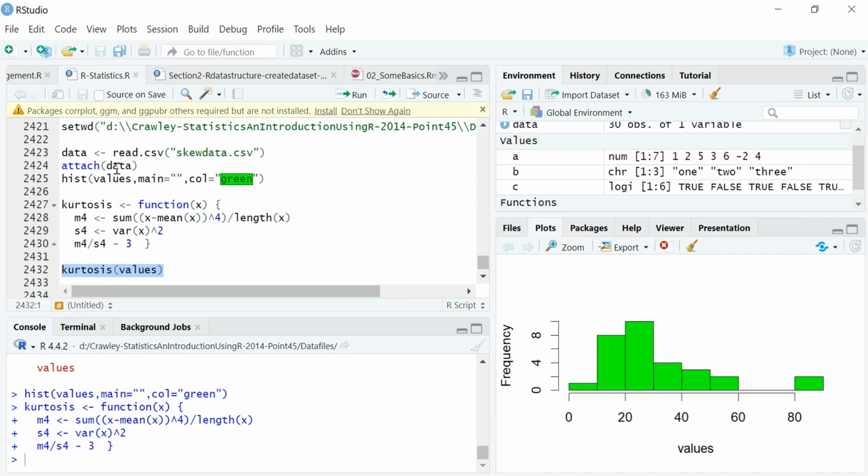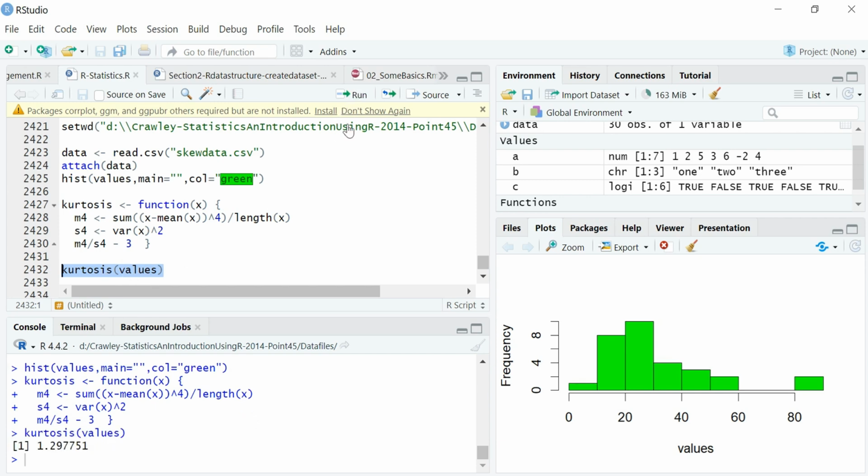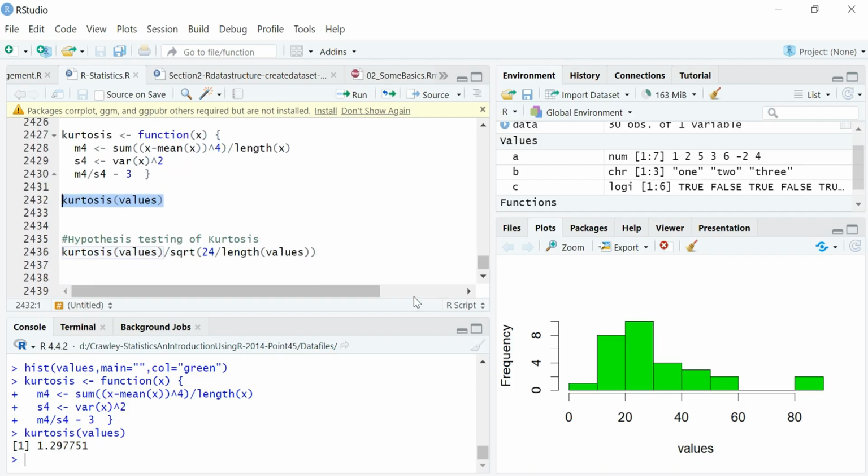Values is the data frame's variable, because we attached this data, so we can just use the variable as the parameter. The point estimate of this kurtosis is about 1.29. But because we use only one sample, right? This sample includes 30 observations. If you want to test again with another sample, or take a sample from the population again, you may not necessarily get the same result for this kurtosis.